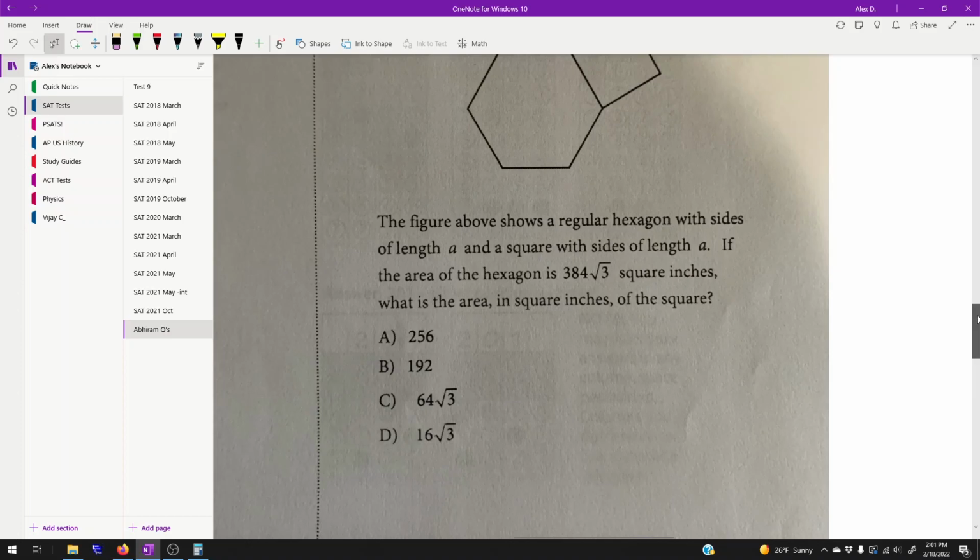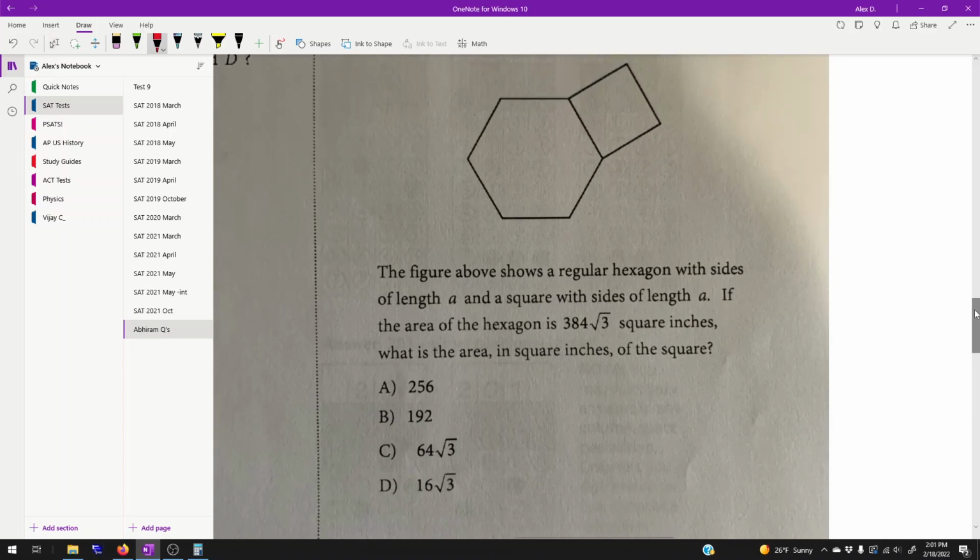All right, this one looks like it's going to have some math. Okay. The area of the hexagon is that. What is the area of the square? So it's a regular hexagon, so that means that each side is the same. And it's a square, so that means each side here is the same as well. So if I can find the side length of the hexagon, then I can find the area of the square, because the area of a square is just the side length squared.